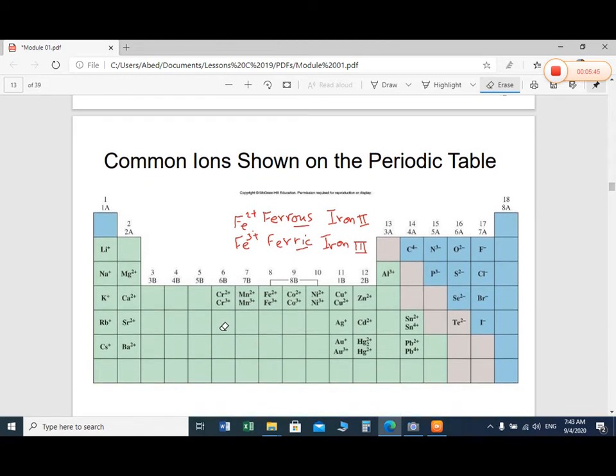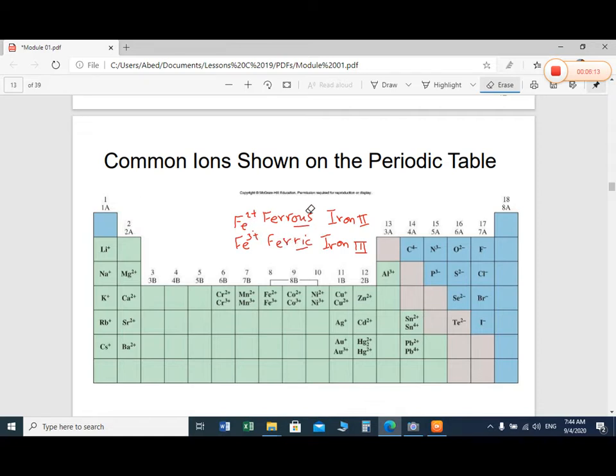Another piece of information from the periodic table you have to know is that some metals have more than one charge. They are polyvalent. We will learn more about this when you learn the nomenclature of compounds, or the naming of compounds. So here we take one example. This is ferrous and ferric. Fe2 plus is called ferrous and Fe3 plus is called ferric.